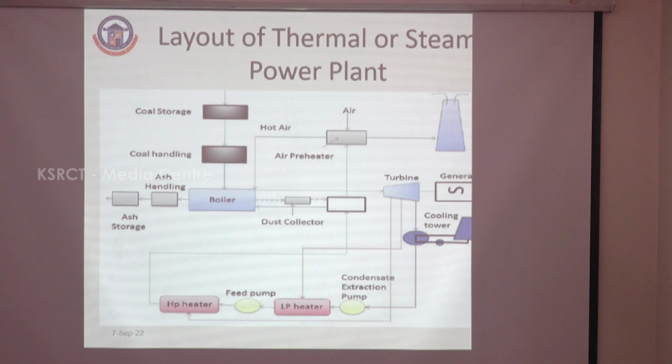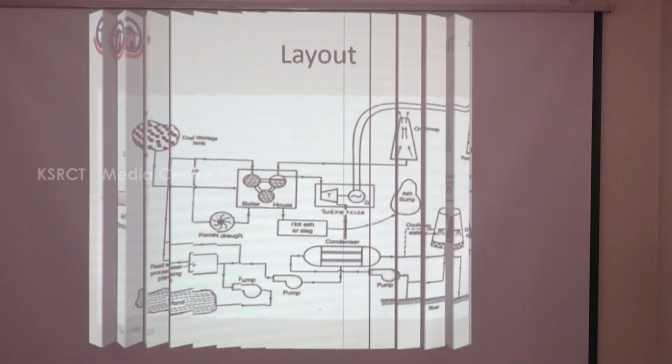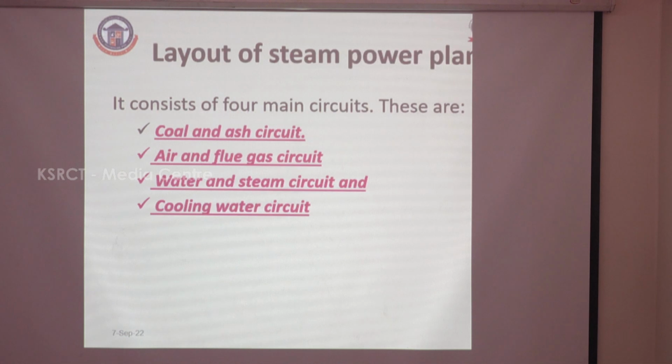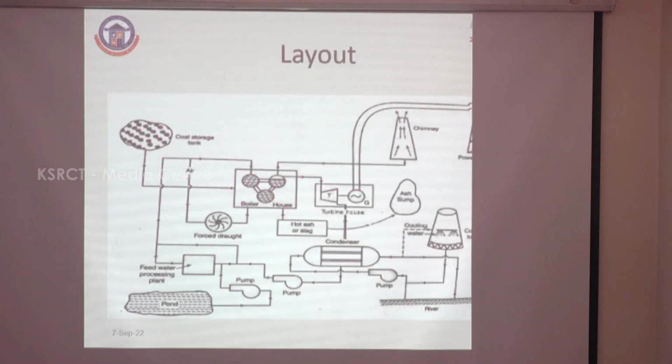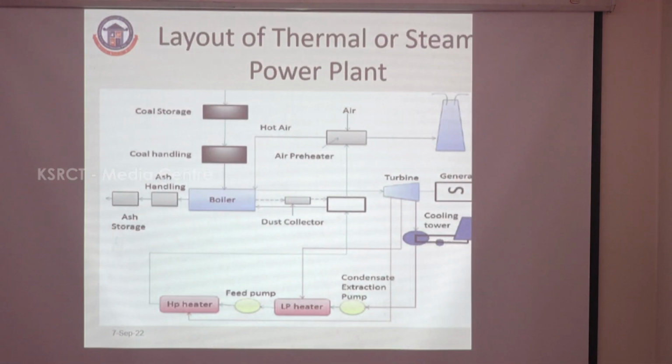Next, water and steam circuits. The purpose of the boiler is to produce the steam. The high pressure, high temperature steam is now passing into the steam turbine. The high pressure, high temperature steam impinges on the turbine blade. What happens? The turbine blade will be rotated.